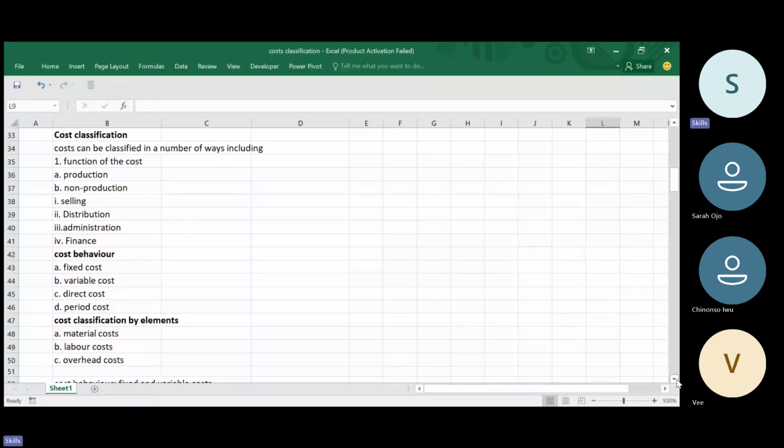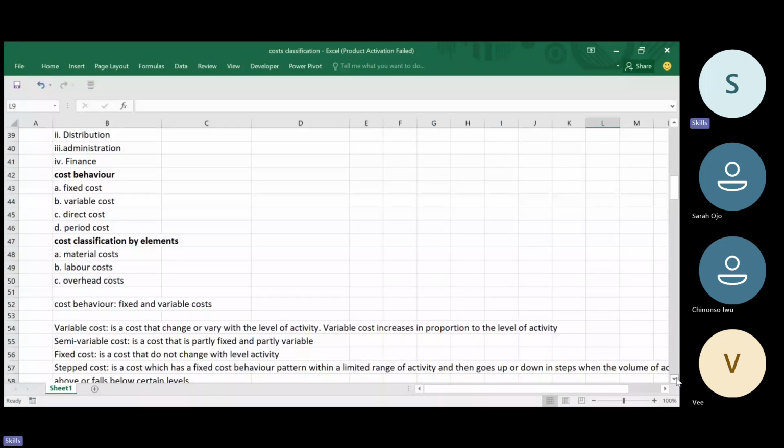Then you can also classify cost by elements. Example, material cost. The cost of materials, you can refer to it as material cost. That is now by elements. We have labor cost. The cost of labor that is incurred in producing the product or goods or services is the labor cost by elements. Then we have the overhead cost. These are mostly the indirect costs associated with the product or services.